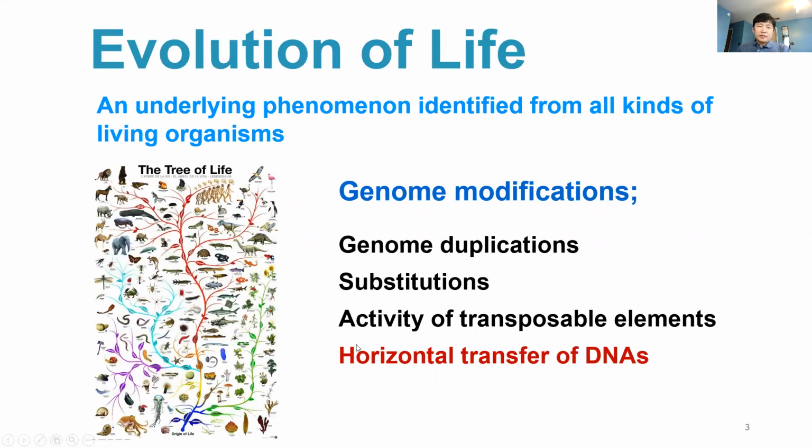Horizontal transfer is involved in the evolution of life. Evolution of life is an underlying phenomenon identified from all kinds of living organisms. In general, the evolution of life is known to occur through genome modifications such as genome duplications, substitutions, activity of transposable elements, and horizontal transfer of DNA. Therefore, understanding horizontal transfer is also important for understanding the evolution of life.